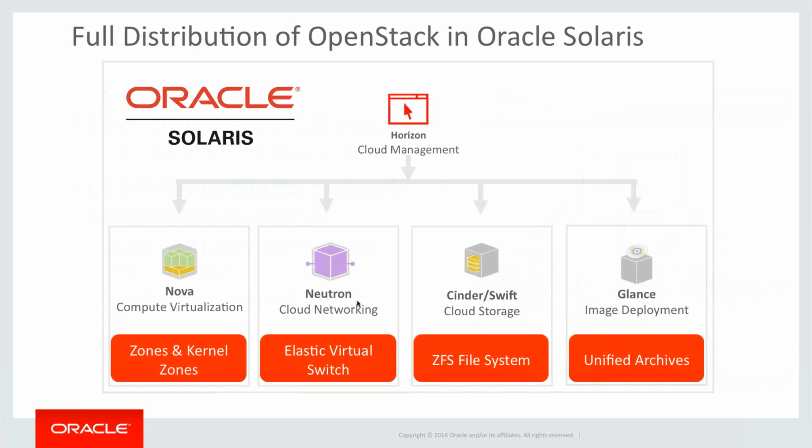So what does that mean? Well, as I said, there are these different technologies. There's compute virtualization. The name for that in OpenStack is Nova. Cloud networking, the name is Neutron. Cloud storage, there are components for block and other types of storage, so that's Cinder and Swift. And not the same Swift that Apple just announced, of course. And then image deployment technology is called Glance.